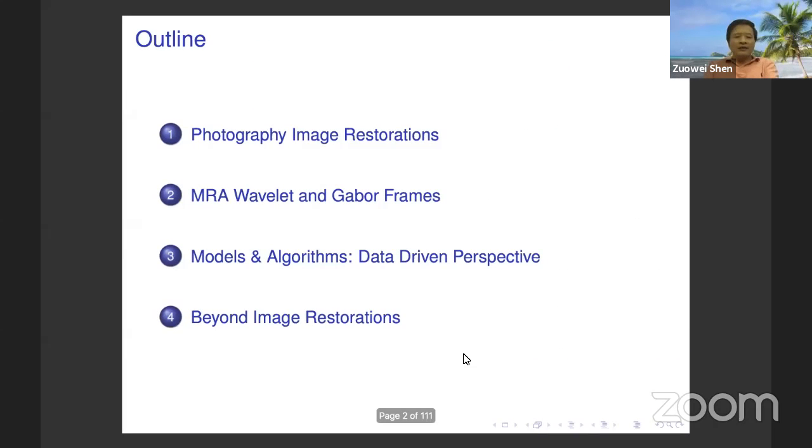I will start from a few examples of photograph image restorations, and those are real image examples. Then, since all the methods I use are based on wavelet frames, I will spend a little time on multi-resolution analysis based wavelet frames. In the second part of my talk, I will move to the models and algorithms, especially how the data can be used to improve your models and algorithms. In the last part of the talk, I will show how those ideas developed in imaging restoration based on wavelets can be applied to other applications.